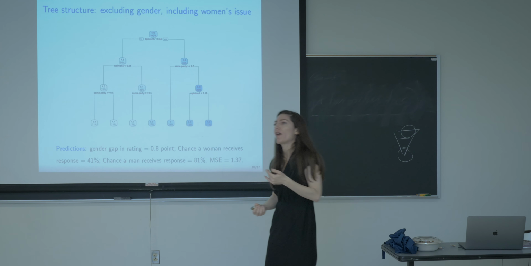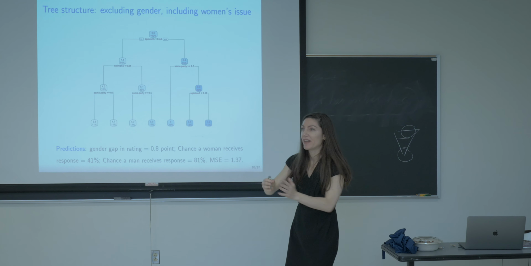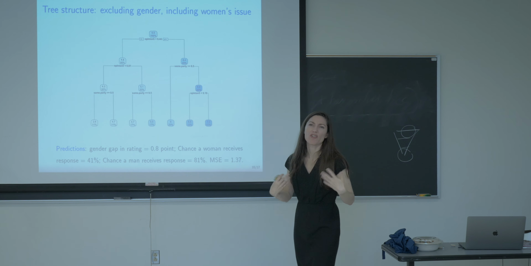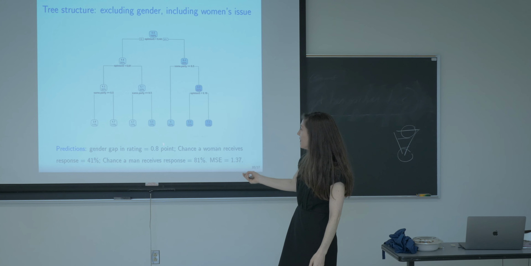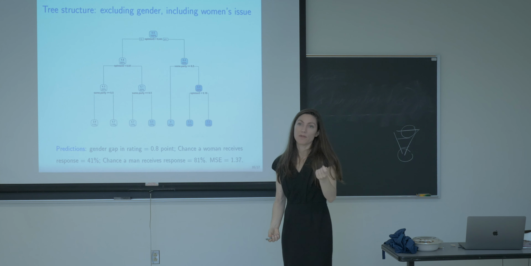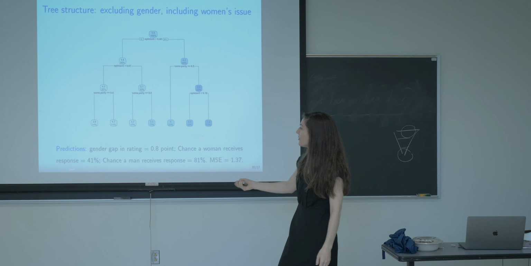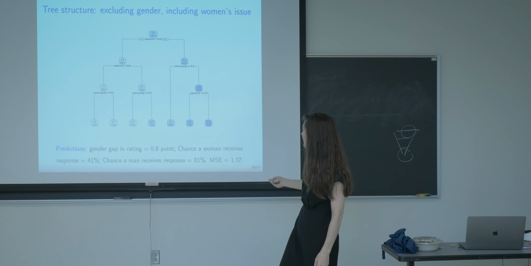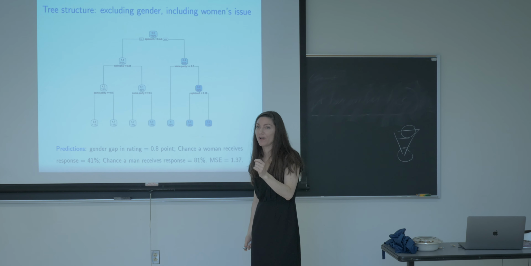So who are the people who are least supportive of the policy on the women's issue? Men. So men end up being more likely to go toward the right hand of the tree, despite the fact that you're not explicitly using gender. When you do that, the gender gap decreases, because positions on the women's issue are not perfectly correlated with gender. The chance that a woman receives a response increases, and the chance that a man receives a response decreases. But the mean square error increases. That's an important thing for you to know.